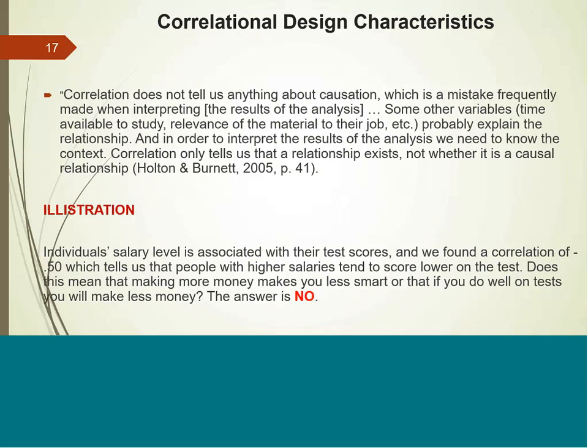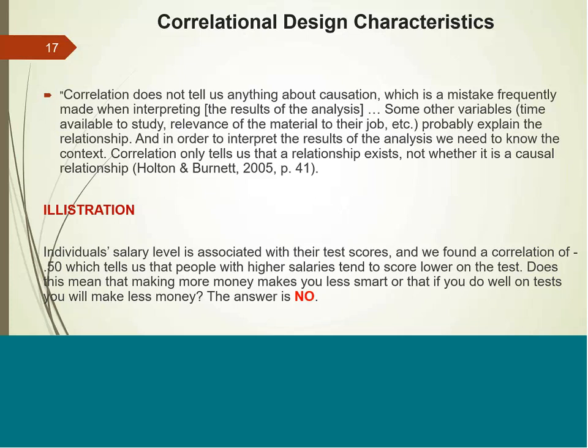And again, going back to what Dr. Hill was saying, correlation doesn't tell us anything about causation anyways, which is a mistake frequently made when interpreting the results of the analysis. Some other variables, time, relevance, whatever, explain the relationship. And in order to interpret the results of the analysis, we need to know the context. So correlation only tells us that a relationship exists, not whether it is a causal relationship.